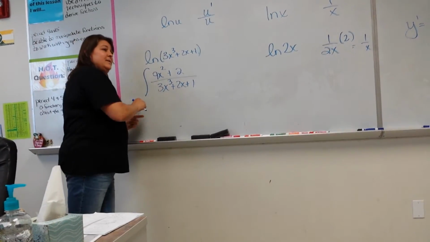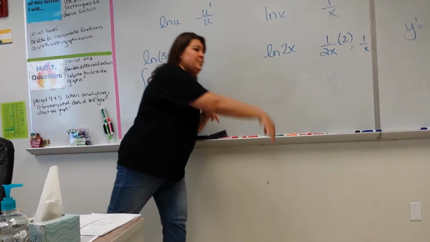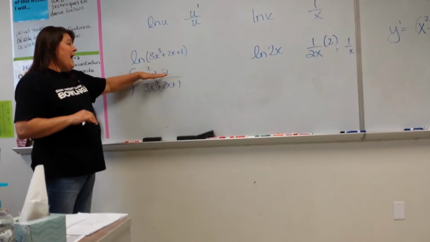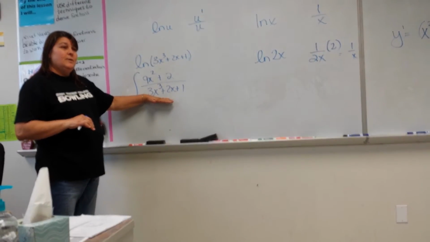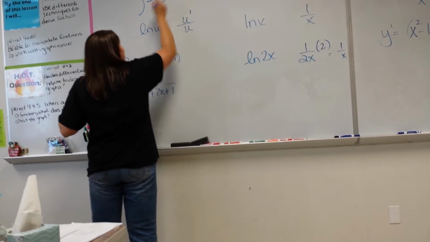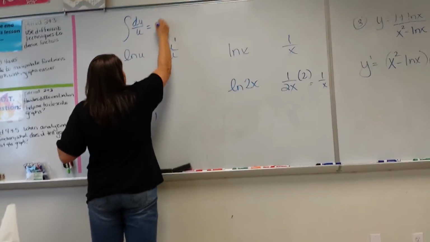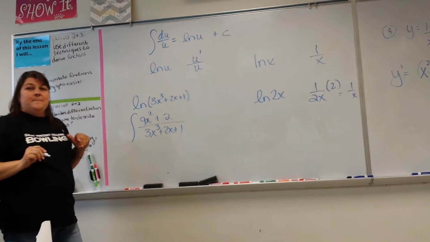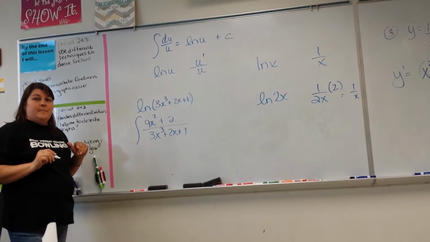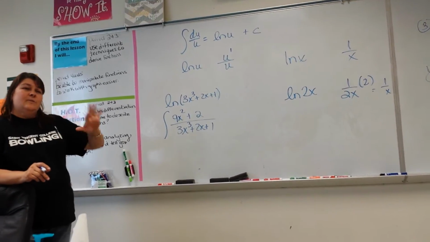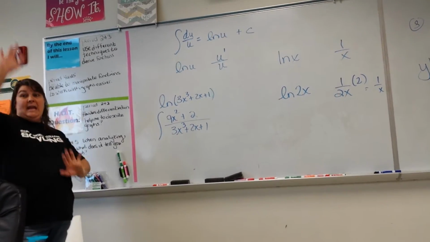So the integral of this, remember, derivative brings it, integral brings it back, right? So I have du over u. I have the integral of du over u. By definition, it's the natural log of u plus c. What is a c? A constant. Remember the integrals, we have to add plus c if it doesn't have an a and a b, right?